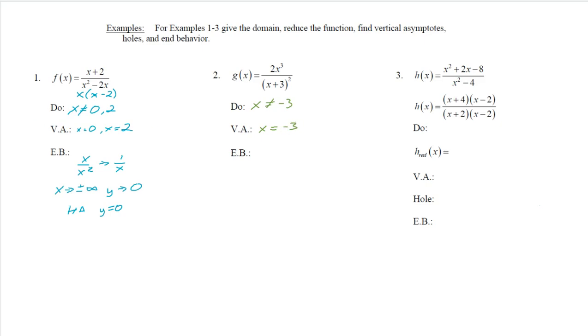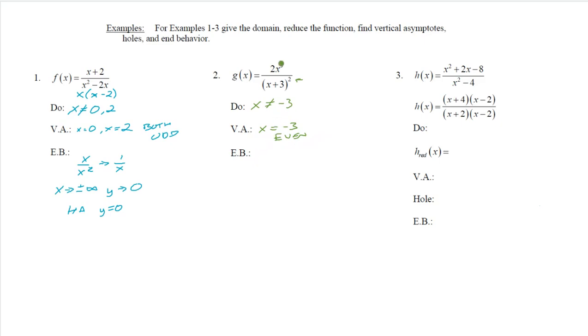Now, one of the things I forgot to do on this previous one, if we identified each of these vertical asymptotes, we might as well identify whether they're odd or even. In this case, x to the first power, that's odd. This x minus 2 is also to the first power. So both of these are odd. Okay, if we take a look at our number 2, this has got an even power right here because it's squared, so this is going to be an even asymptote.